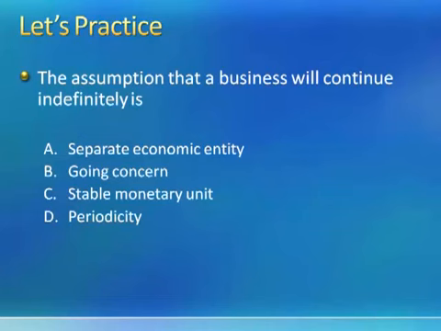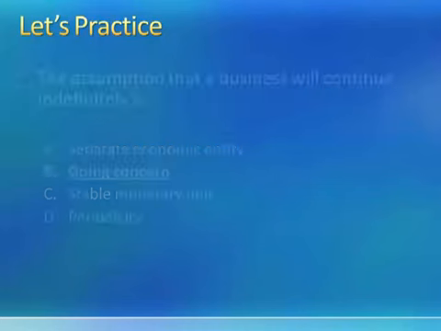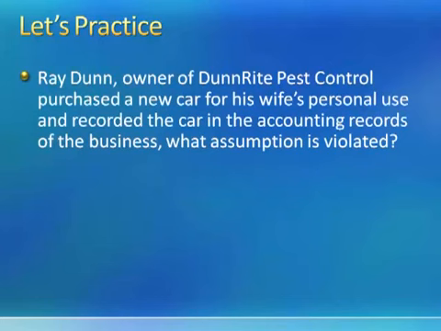Separate economic entity indicates that the business is separate and distinct from its owners. The affairs of the owners are reported separate from the affairs of the business. So the question, the assumption that a business will continue indefinitely, is best answered by B, going concern. Our next question. Ray Dunn, owner of Dunn-Wright Pest Control, purchased a new car for his wife's personal use and recorded the car in the accounting records of the business.